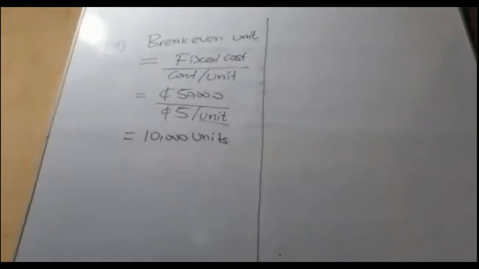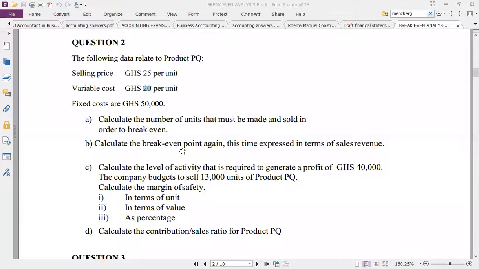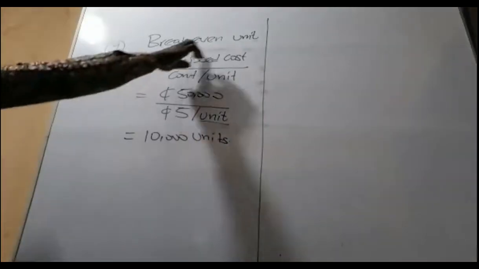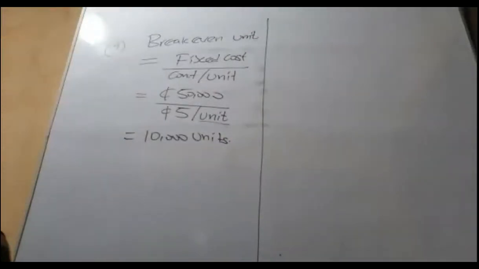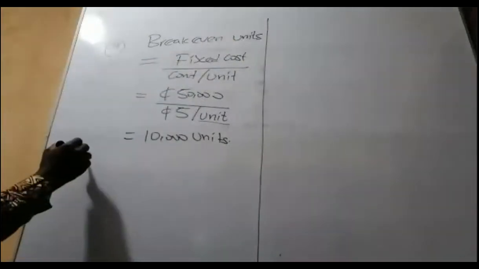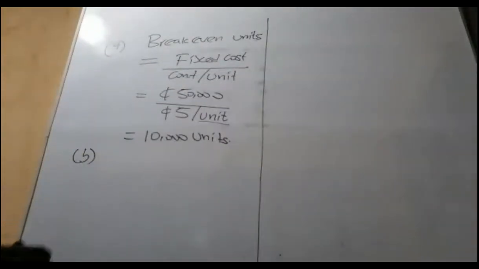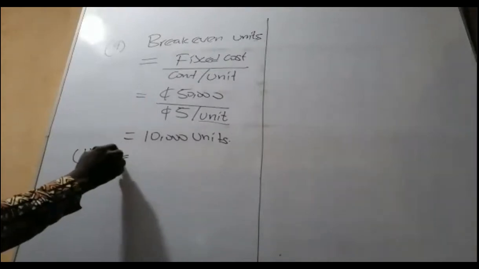Now, second, they inform us to calculate the break-even point again, this time expressed in terms of sales revenue. What are you looking for? That's the break-even value. You have break-even units, and then break-even value. So B, they're asking for break-even value.